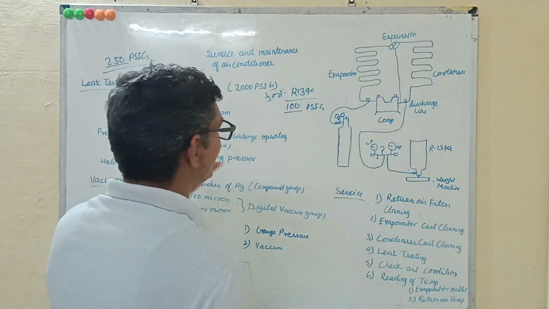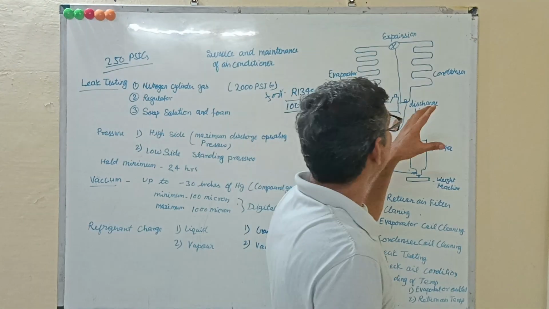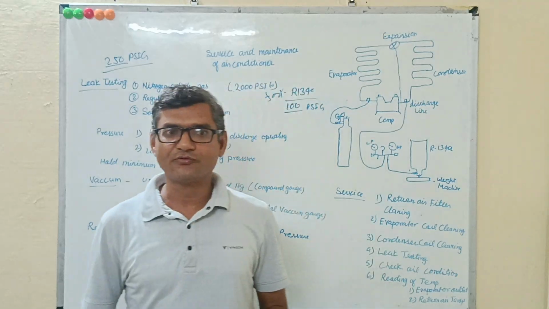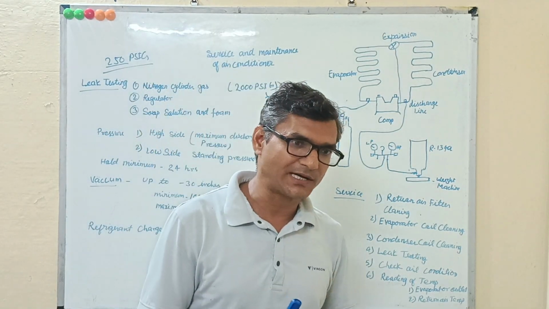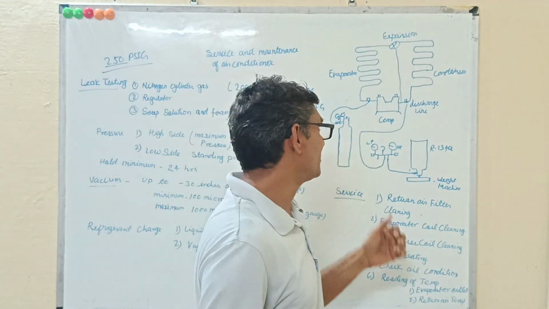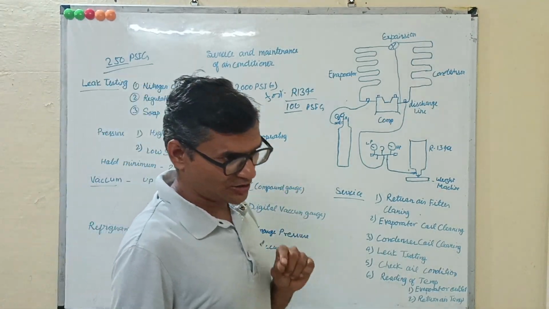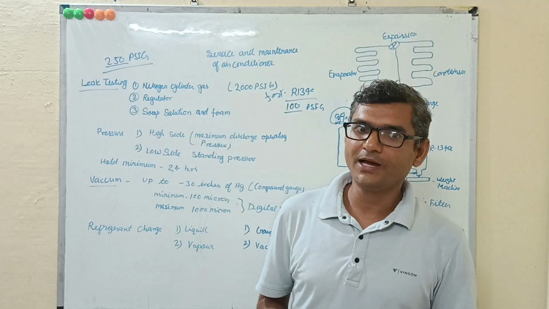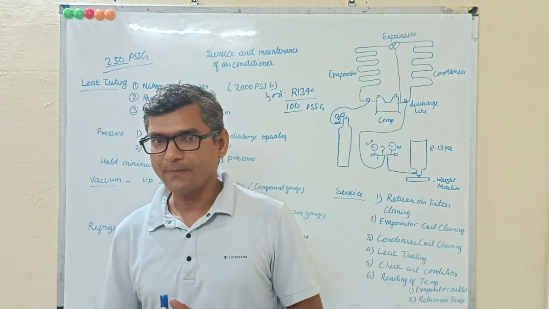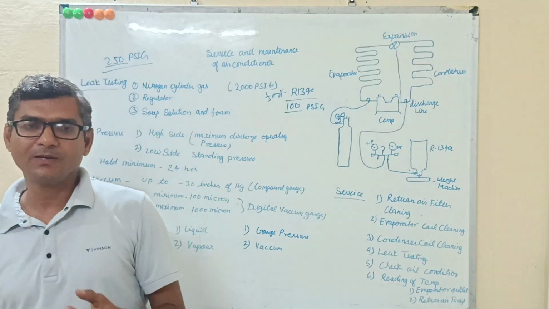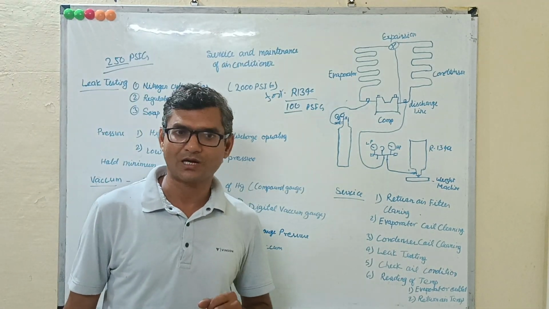Okay, nitrogen pressure is given, leak tested, no leak found. If some leak is found, we have to take care, take the correct action, and then the problem is solved. After the leak problem is solved, we will have to hold pressure as long as possible, which means we have to hold 20 up to 24 hours.